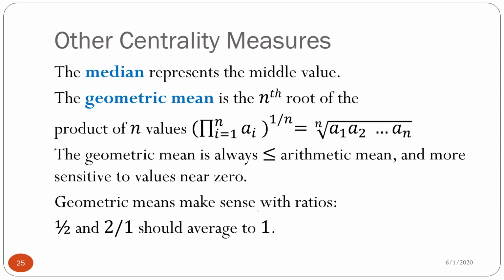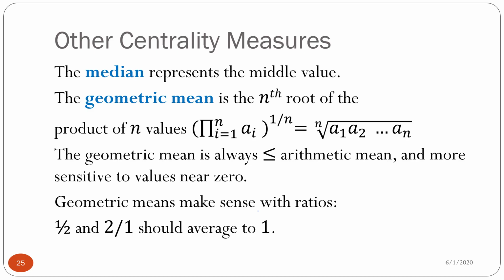Now there are other centrality measures as well, like the median. The median has an advantage. The advantage with the median is that it is not susceptible to outliers, whereas the mean is susceptible to outliers. So we got the mean, we got the median.